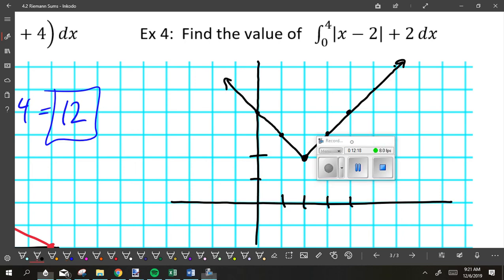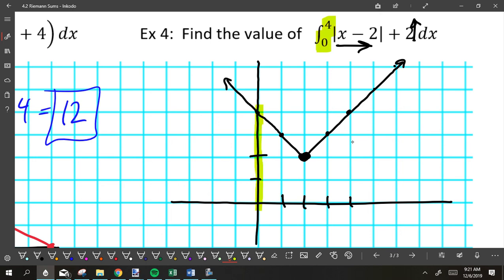We get this shape right here. It's absolute value. This minus 2 took me to the right 2. This plus 2 took me up 2. Right 2, up 2. That's where I got that dot right there. I'm finding area under the curve since I'm doing integral. From when to when am I finding the area under the curve? 0 to 4. So I'm starting at 0. I'm going until 4. It gets me this shape right here.